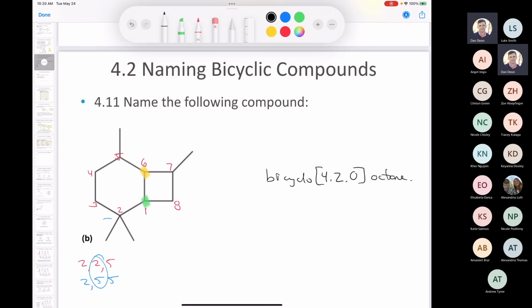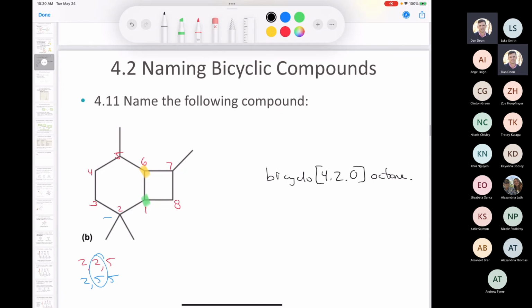And now we're just going to list all the substituents. We've got methyl groups, 2 at carbon 2, 1 at carbon 5, and 1 at carbon 7. So we've got, I didn't really give myself enough room here, did I? We've got, see if I can squeeze it all in here. 2, 2, 5, 7, tetramethyl. There you go. 2,2,5,7-tetramethyl bicyclo[4.2.0]octane. Nothing to it.